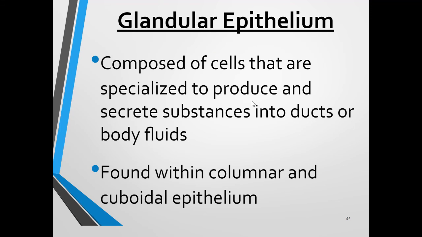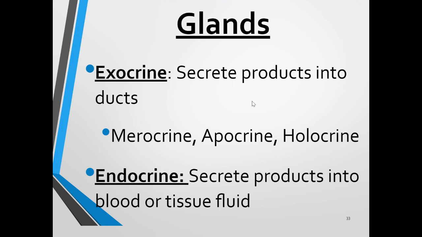Now we have glandular epithelium. These are things that are going to be secreting substance into ducts or into the bodily fluids. We can find these within columnar and cuboidal epithelium. And there's two main types of glands. There's exocrine glands and there's endocrine glands. The exocrine is going to secrete the products into ducts. So we have the sweat glands, the mammary glands, salivary glands, the pancreas. And then the endocrine glands are going to secrete the products into blood or the tissue fluid.